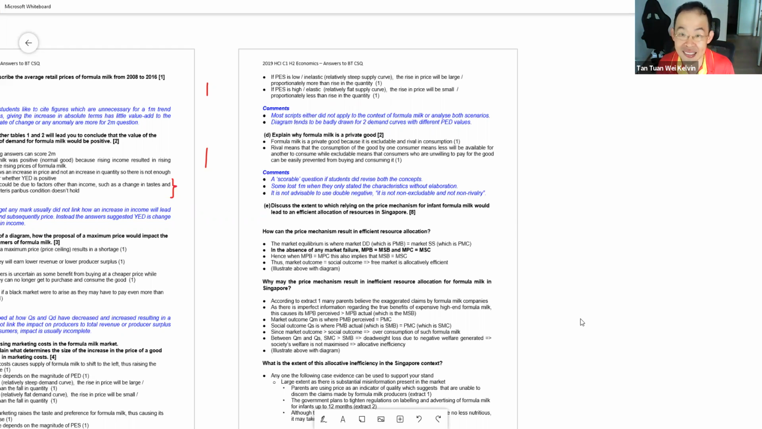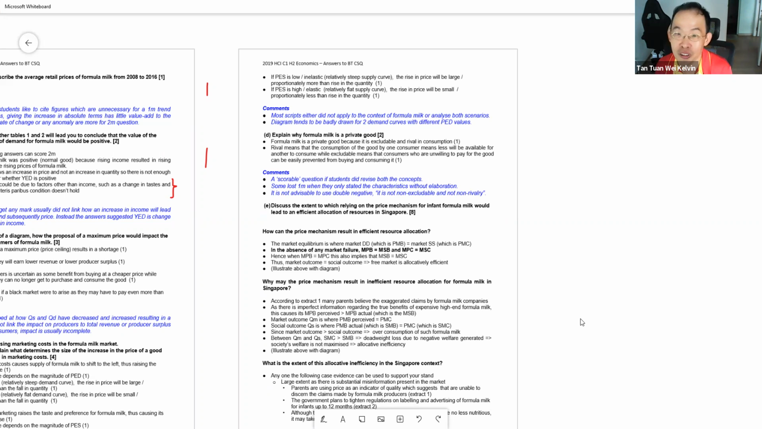So for the thesis, you can write very short. You can say that if MPB equals MSB, and if MPC equals MSC, the price mechanism means that all of us will equate MPB to MPC, but by doing so, we are also indirectly equating MSB to MSC. So that is how the market outcome can coincide with the socially efficient outcome. Just need to explain that.